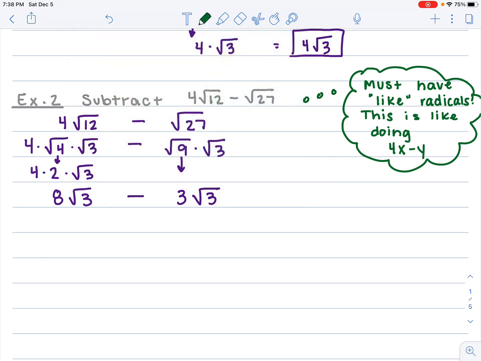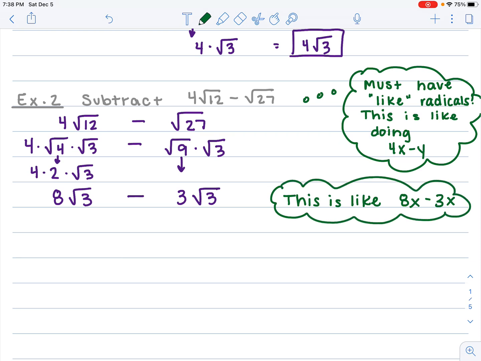Now you have to know that this is like saying 8x minus 3x, because those radicals are the same. So when I look at this, I'm going to do 8 minus 3. Well, 8 minus 3 is 5. And I keep the radical there because they're like terms, like radicals. So my answer is 5 radical 3.